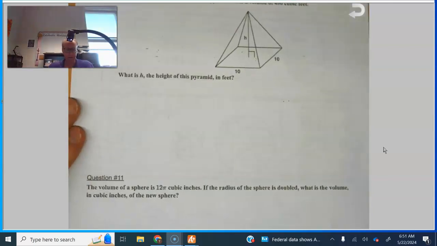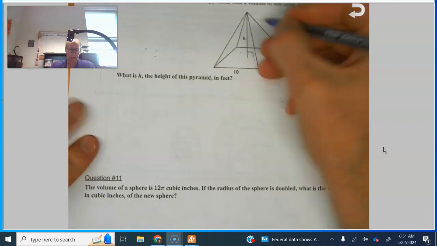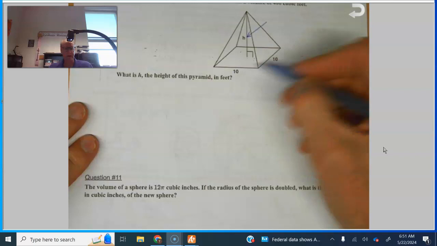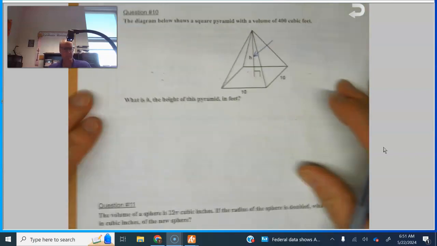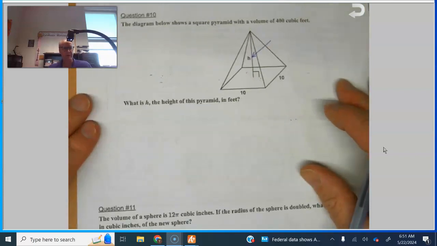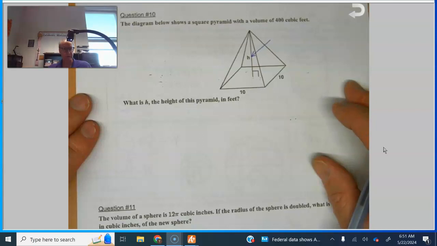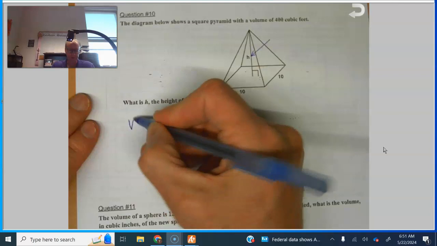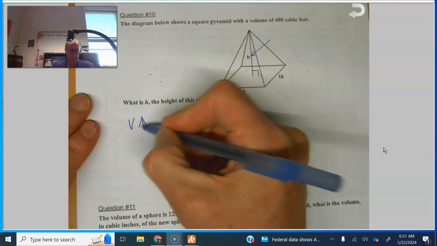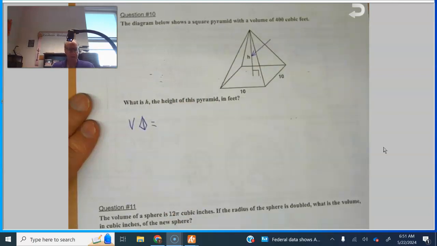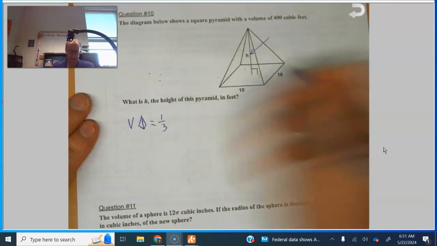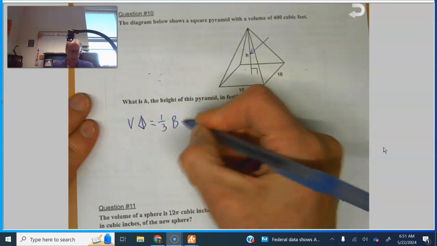Oh, we got a nice little pyramid back here for question number 10. And they want me to find the height. Now, I have a labeled diagram. That's my first step for problem solving. The next step is to write a formula. Well, the formula for a pyramid is the volume of a pyramid, write a funky looking pyramid there, is equal to 1/3 the area of the base times the height.